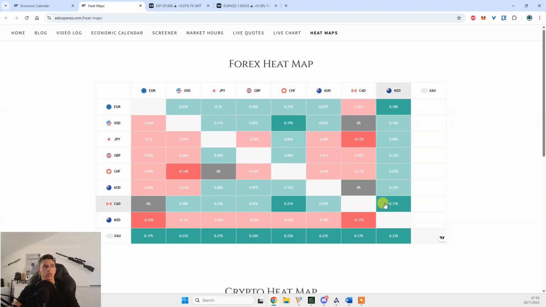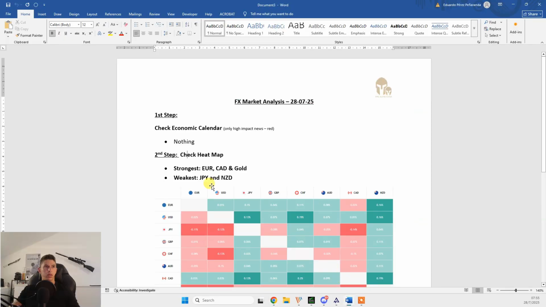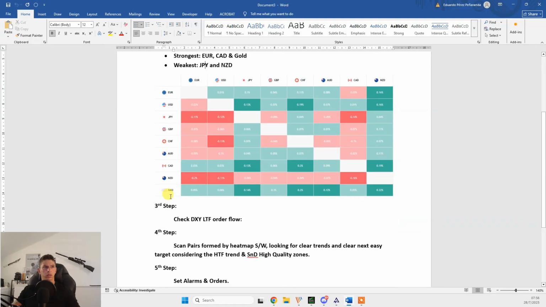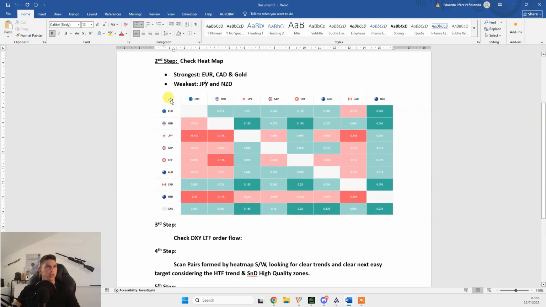So we go to the log file and we put euro, CAD and gold, right? Then the weakest we can see here is JPY and the Aussie. The Aussie not that weak, right? We can see that it has some strength. Sorry, the Aussie now is the New Zealand dollar. The New Zealand dollar is really weak. I apologize for the mistake.